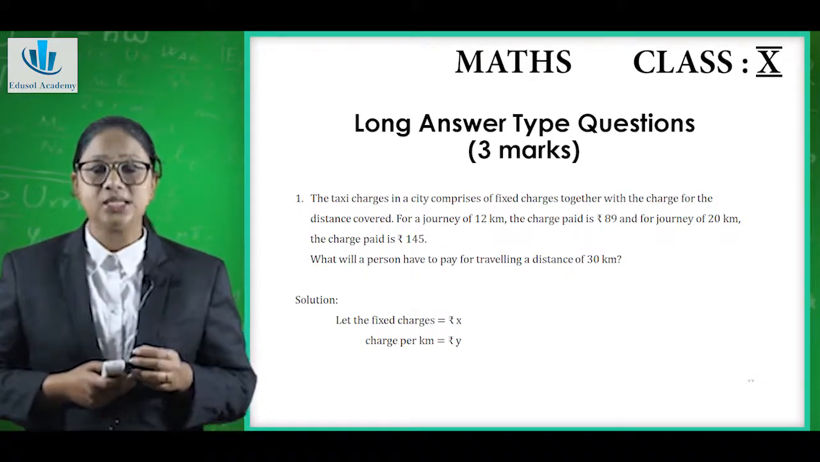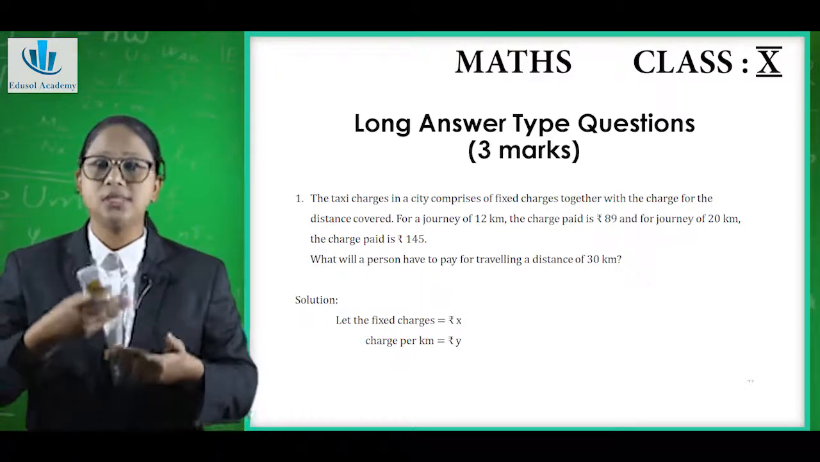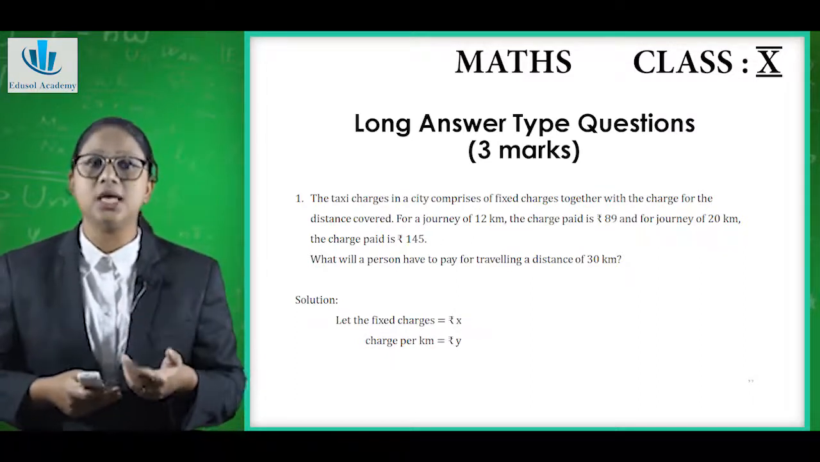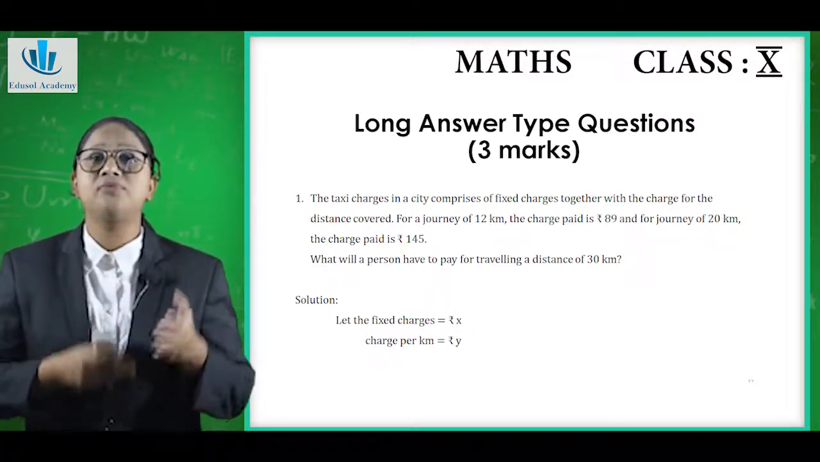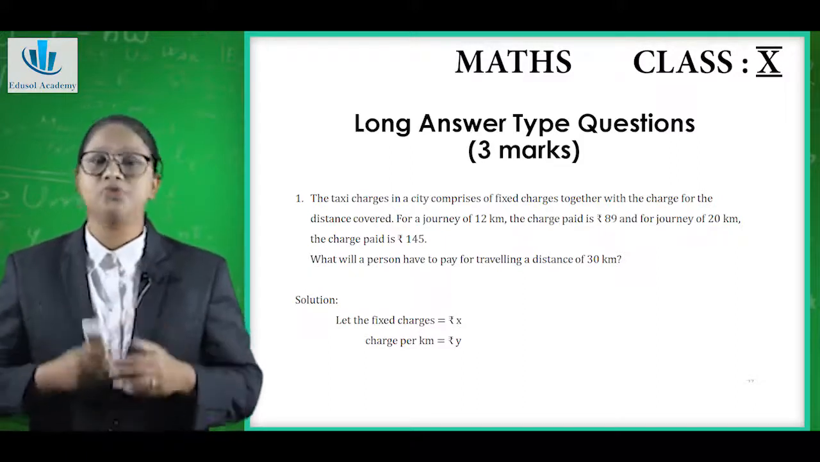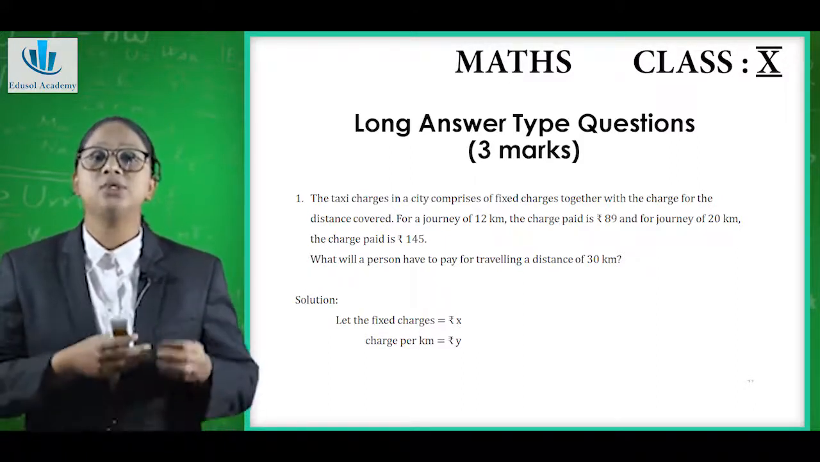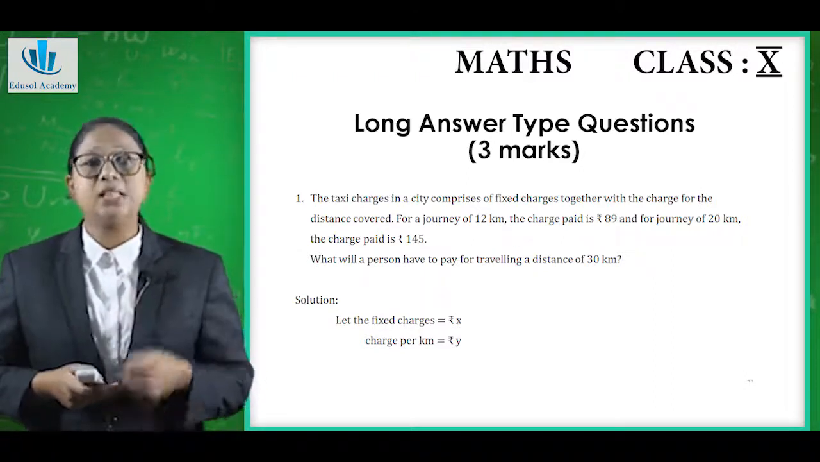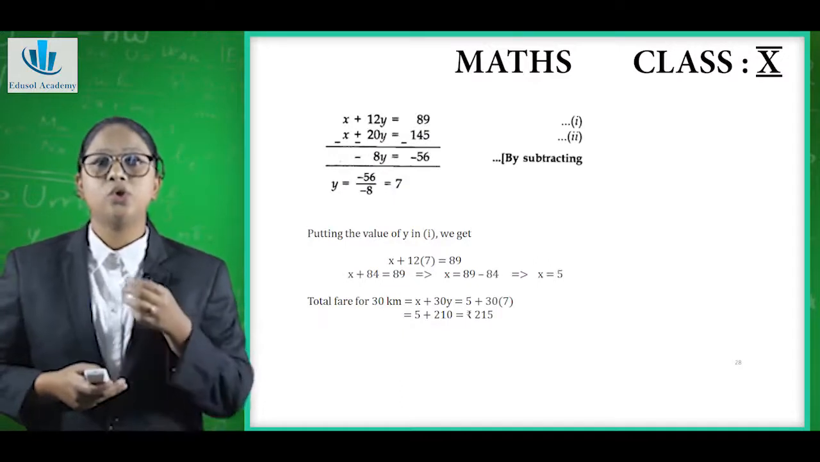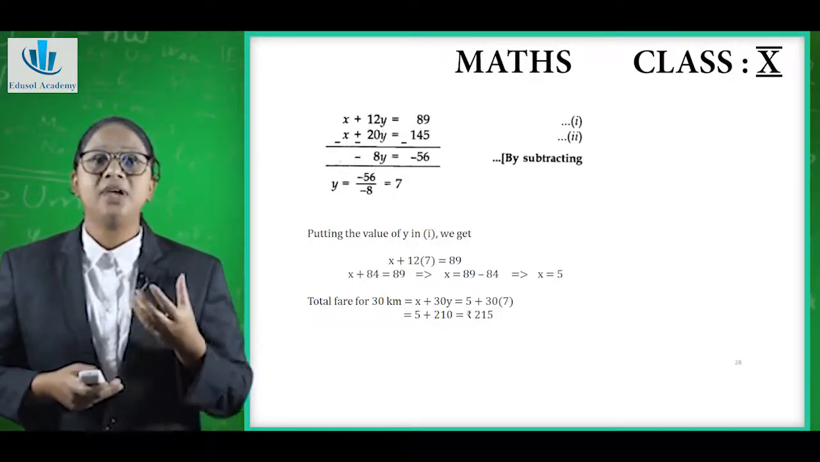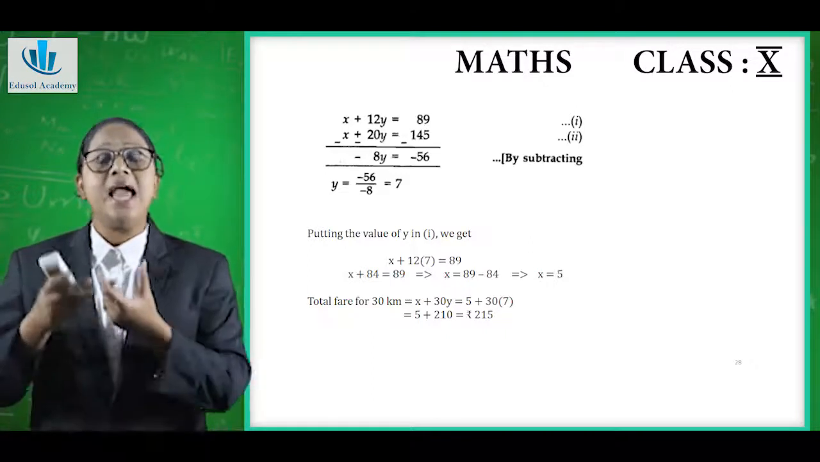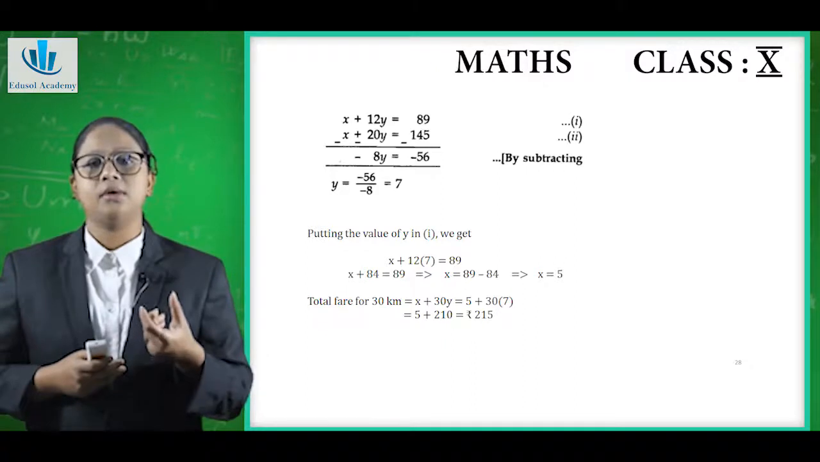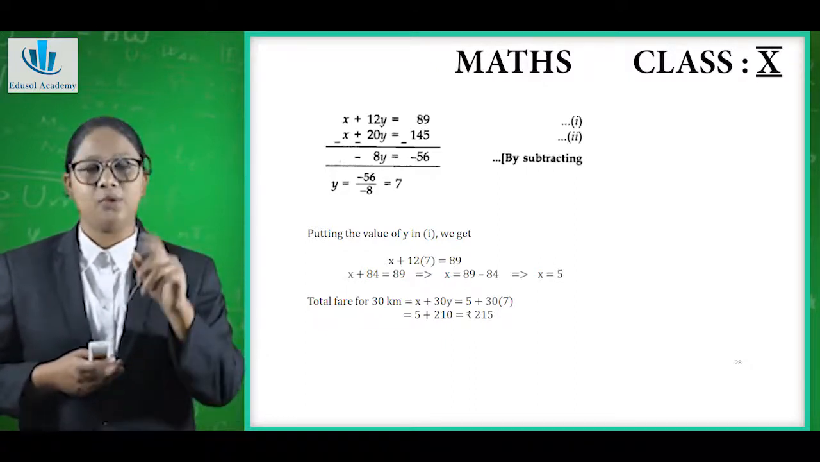The condition is that we are not just paying for the distance covered, we are also paying a fixed charge. That's how the question begins. A taxi charge comprises fixed charges together with the charge for the distance. So let the fixed charge be rupees x and the charge per kilometer be rupees y. Those are the assumptions. Now for 12 kilometers, we are paying 89. So the equation will be x, the fixed charge, plus 12 kilometers into y is equal to 89. That will be equation 1.